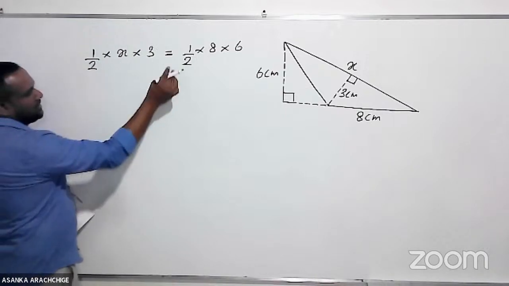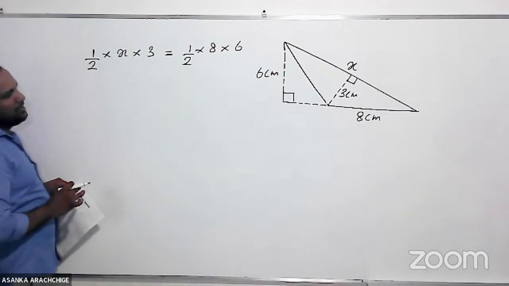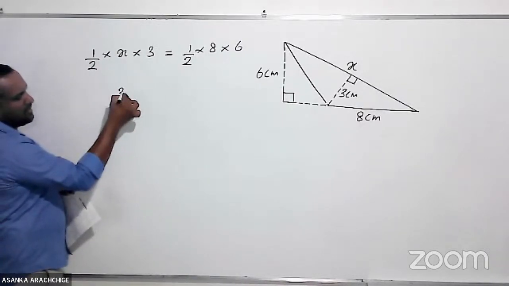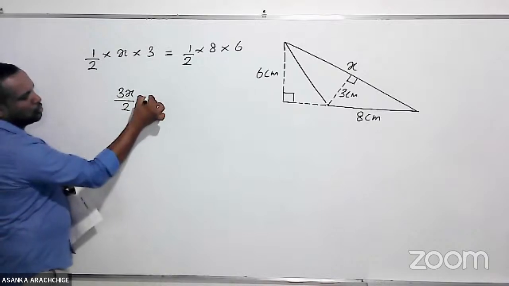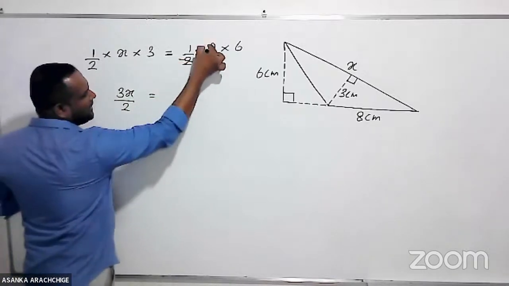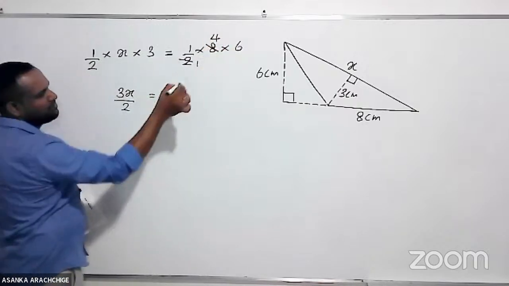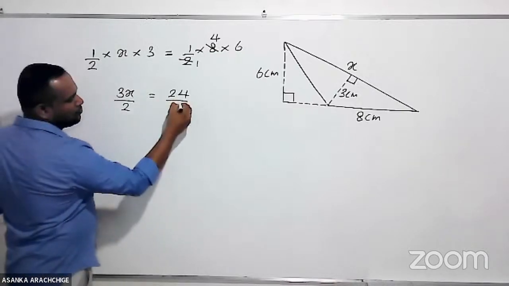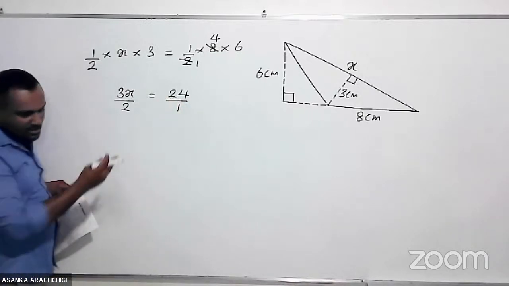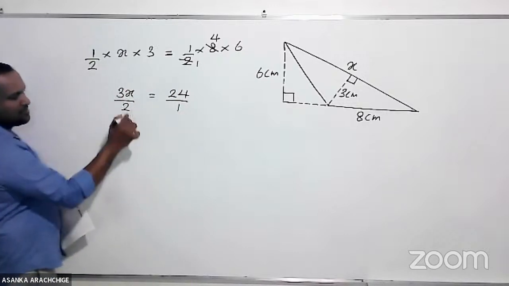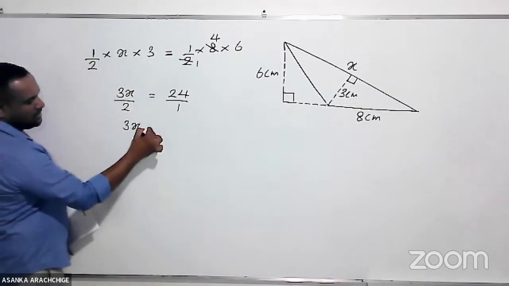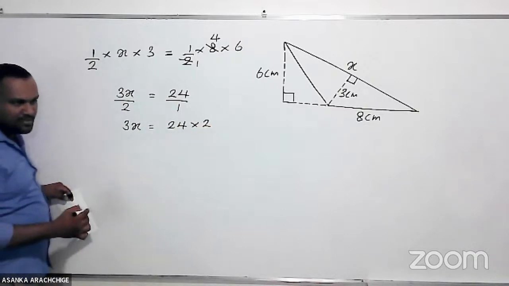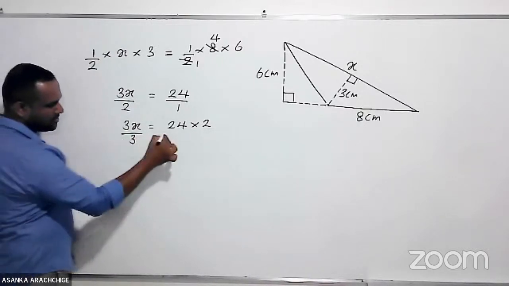Right. Then here, look. You can do it like this. 3 times x, 3x upon 2 equals 2 times 1, 2 times 4, 4 times 6, 24. Now you can put 1 here as the denominator and do the cross multiplication. 1 times 3x, 3x equals 24 times 2. Clear? And now divide by 3.